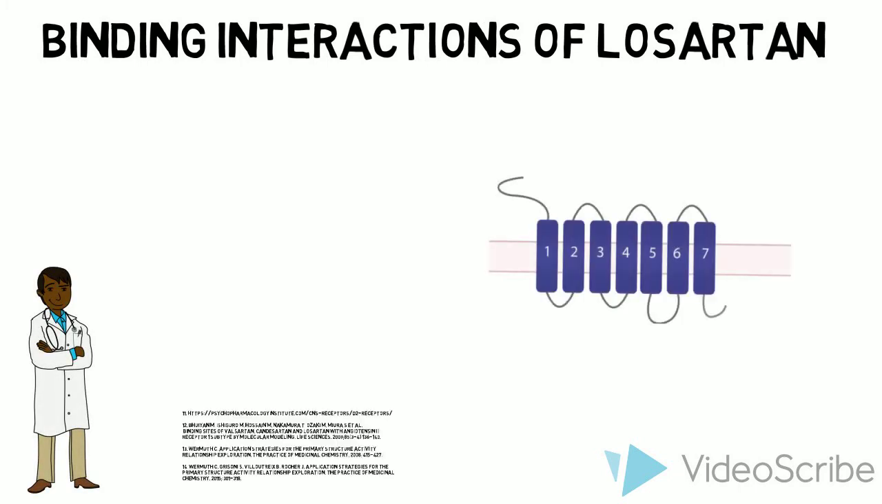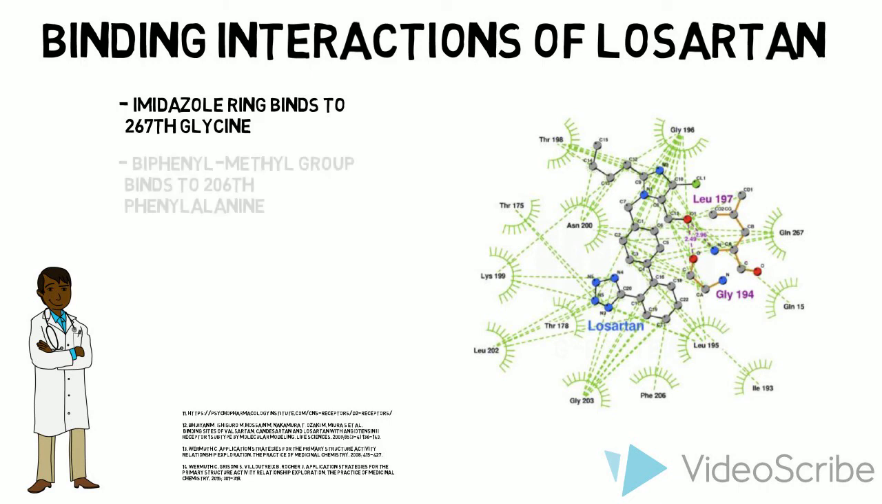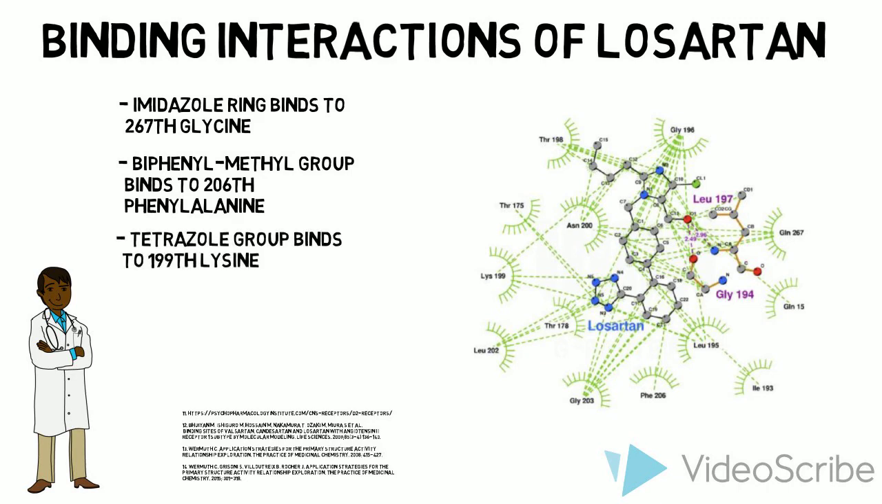Here's the AT1 receptor. As you can see, it consists of 7 helixes. The hydroxymethyl substituent on the imidazole ring binds to the 267th glycine in the chain. The biphenyl methyl group binds to the 206th phenylalanine. The tetrazole group binds to the 199th lysine. The alkyl side chain binds to the 198th threonine.